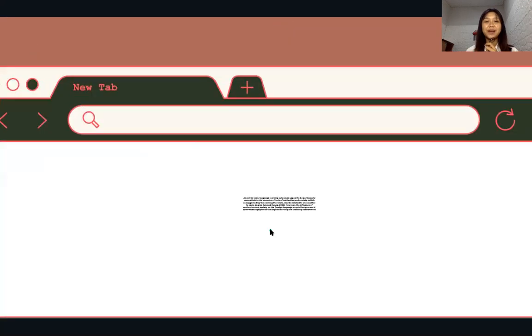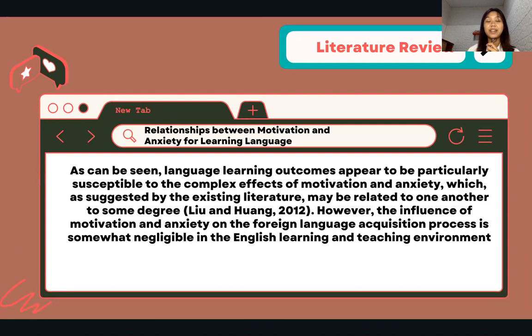For the last one, it's about the relationship between motivation and anxiety for learning language. Several researchers have shown an interest in studies on the relationship between language motivation and anxiety in language learning. For example, Gardner, Day, and MacIntyre mentioned that integratively motivated learners are less anxious in L2 contexts than learners who are instrumentally motivated. Their findings indicate that anxiety and motivation are two separate dimensions with overlapping behavioral consequences.